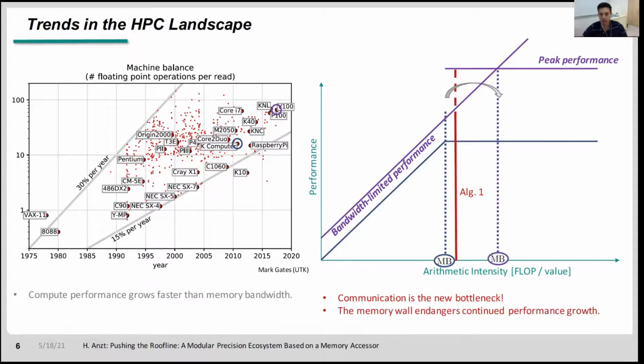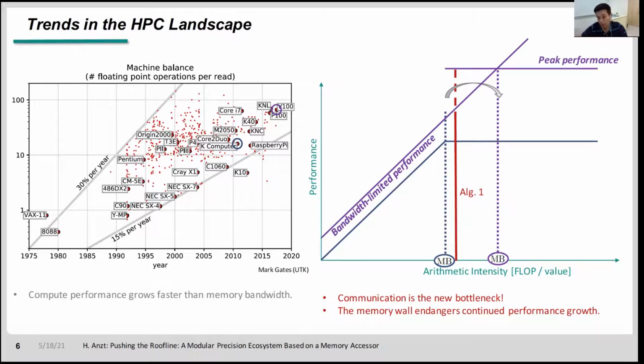And what we have is that we suddenly have a machine balance that is larger than on the previous system. And what we see is that our algorithm, while the arithmetic intensity of this algorithm didn't change, that the algorithm that was previously compute bound is now memory bound. So it's running into the memory limited performance. That also means that despite we had a pretty significant performance improvement in terms of peak from this system to that system, the performance improvement that we see for our algorithm is significantly smaller.